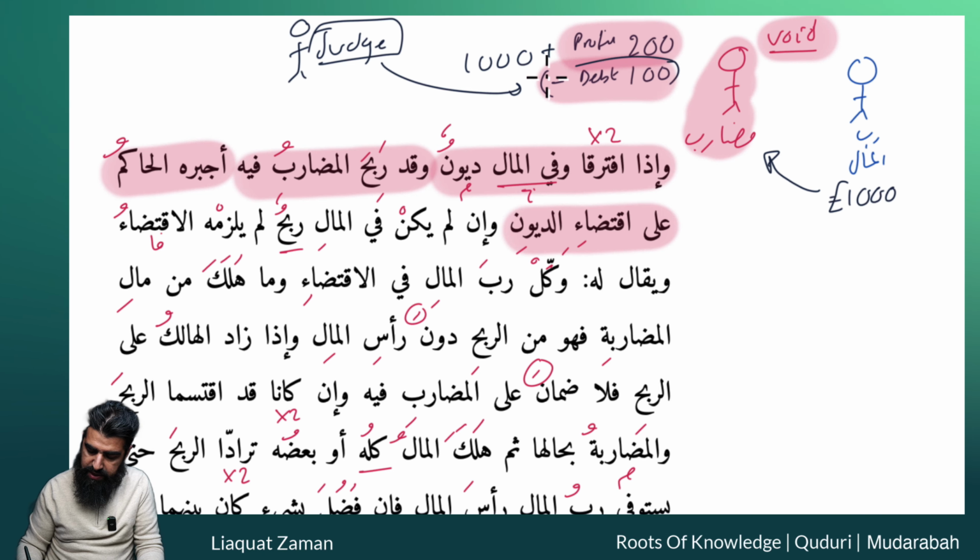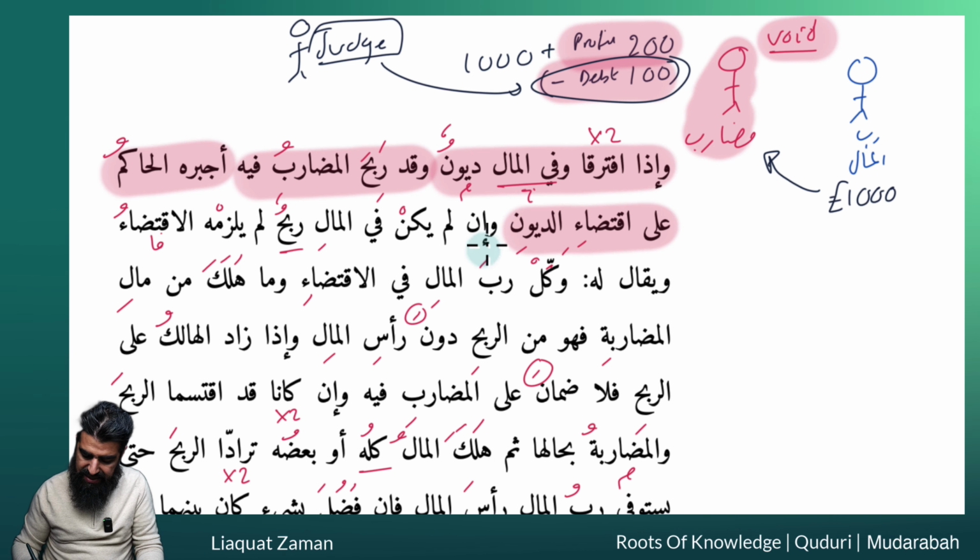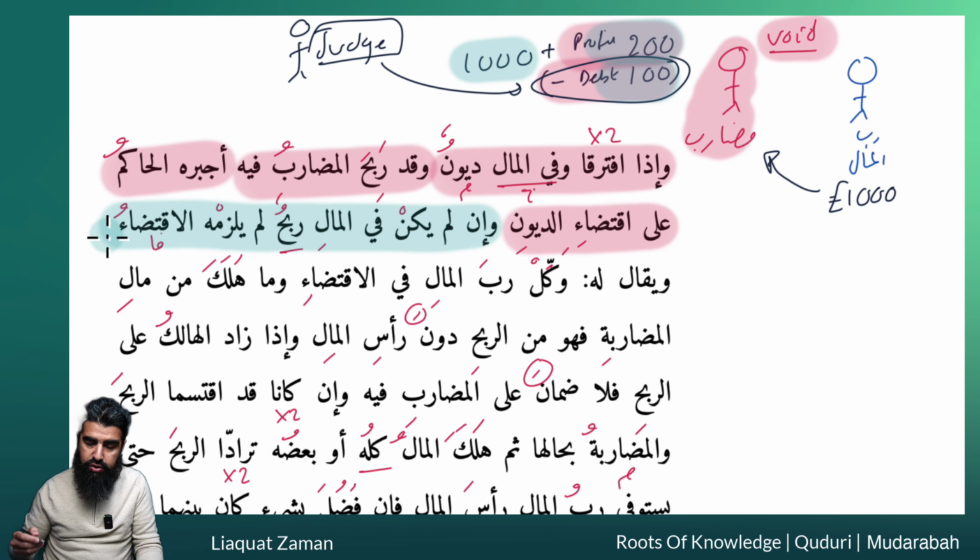All right, debt has to be paid off. All right, what if there is no ribh? In the earlier scenario, there was a ribh of 1,000, plus the 200, plus the 100. وَإِن لَمْ يَكُنْ فِي الْمَالِ رِبْحٌ. If there is no profit in this, then what's going to happen? So let's say, for example, in this case, لَمْ يَكُنْ فِي الْمَالِ رِبْحٌ.